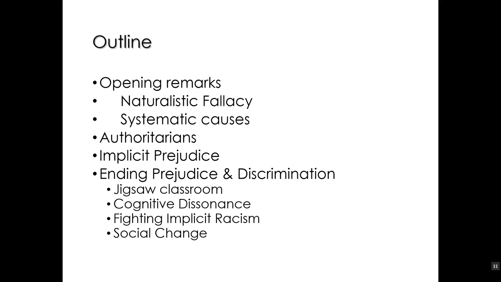So the outline of what I'm going to talk about: I have some opening things I'd like to say about the naturalistic fallacy and systemic causes of discrimination. Then we're going to get into the more psychological topics, the right-wing authoritarians, a really good example of implicit prejudice. And then I'm going to talk about a couple of different methods for ending prejudice and discrimination.